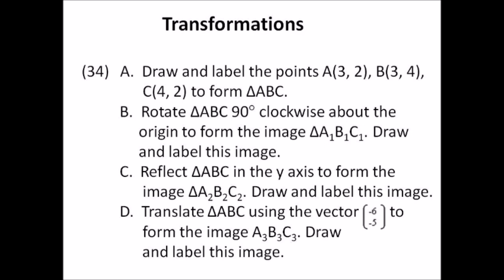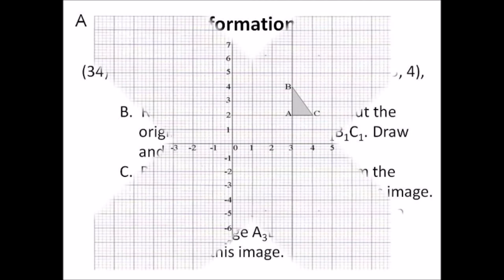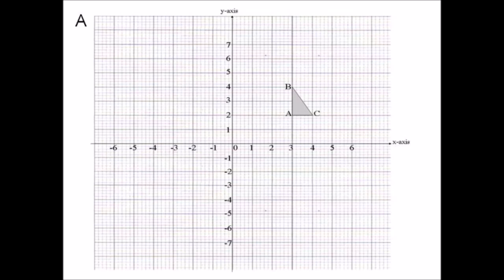So the first one, okay, here's where you plot your points. Remember, you put your XY axis, and then you plot 3, 2 and label it A, 3, 4 is B, and 4, 2 is C. So you plot those points, and then you draw your triangle in. That's the first step, because you have to use this to do the rest of the question. So it is important that you be able to plot it and draw it in, and then use it for B.